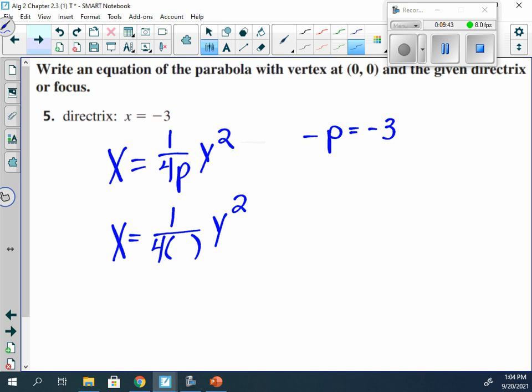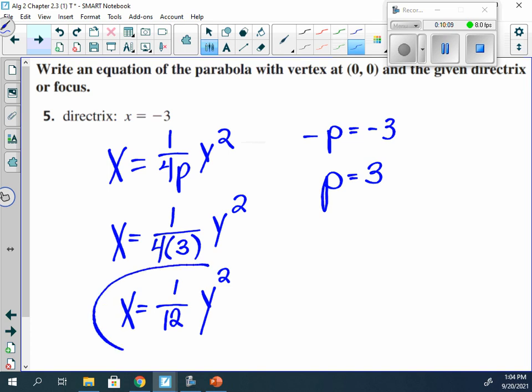Well, if negative p is equal to negative 3, p is equal to 3. I mean, we could multiply both sides by negative 1, but really, I'm changing the p from negative to positive, so the 3 is going to go from negative to positive. If I change the sign on one side, I'm changing the sign on the other. Well, 4 times 3 is 12. So the equation is just x equals 1/12 times y squared. That's it.